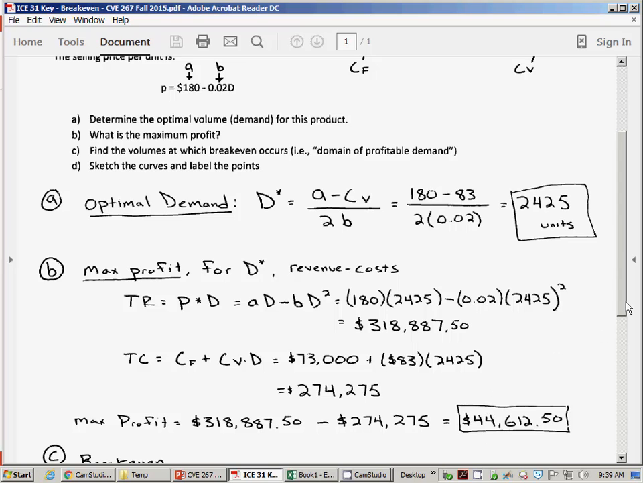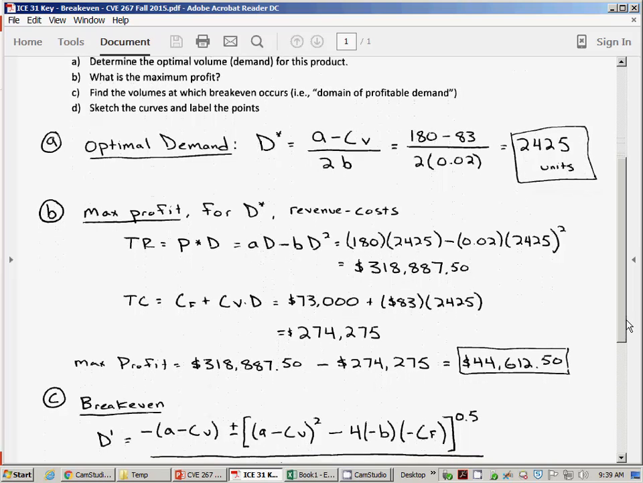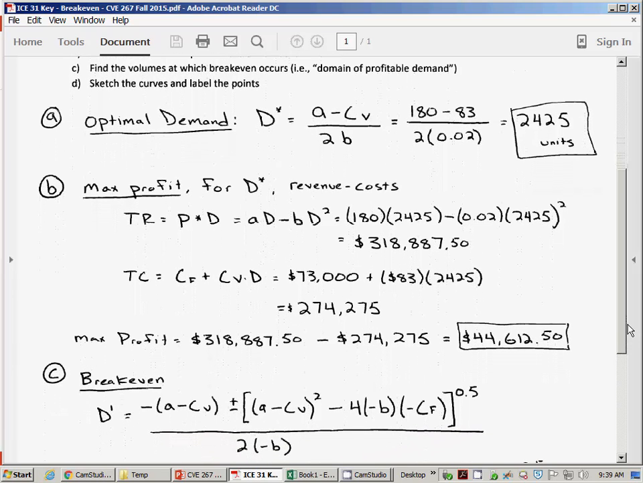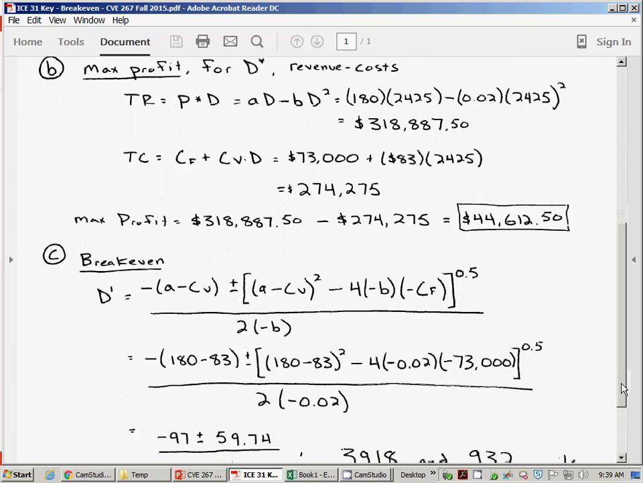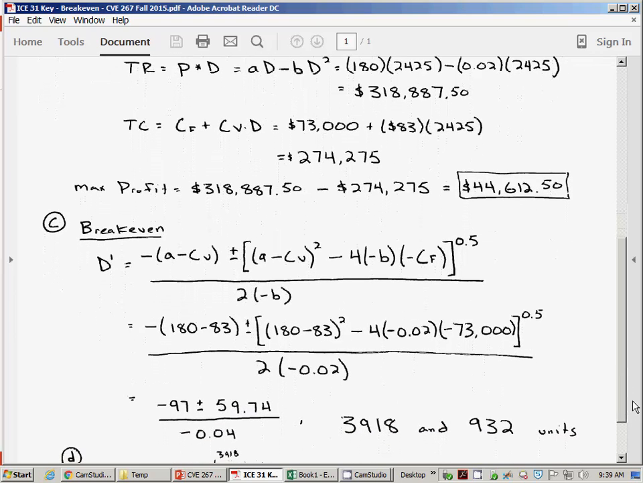The break-even points, boy, there's lots of places where when you do the break-even function, you can make a calculation error. So what I suggest is that you group it in intermediate steps. Don't do everything all at once in the calculator, but write down the substitutions and then maybe group things together a little bit. You know, here the 97 is this, and then I did the calculation inside the brackets and took the square root, and that's where the 59.74 comes from. So break it up into steps, and it makes it easier to check your work if you have the intermediate calculations on the page.